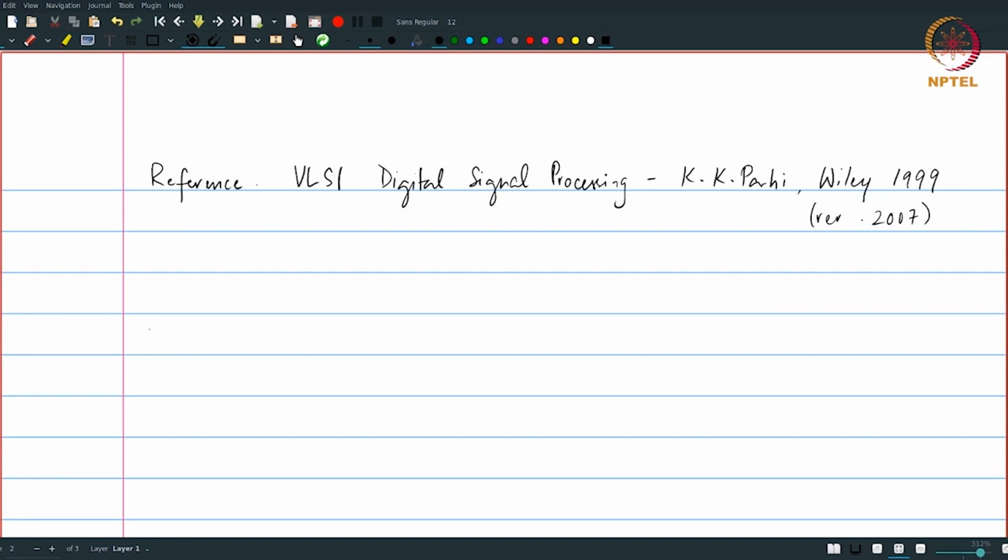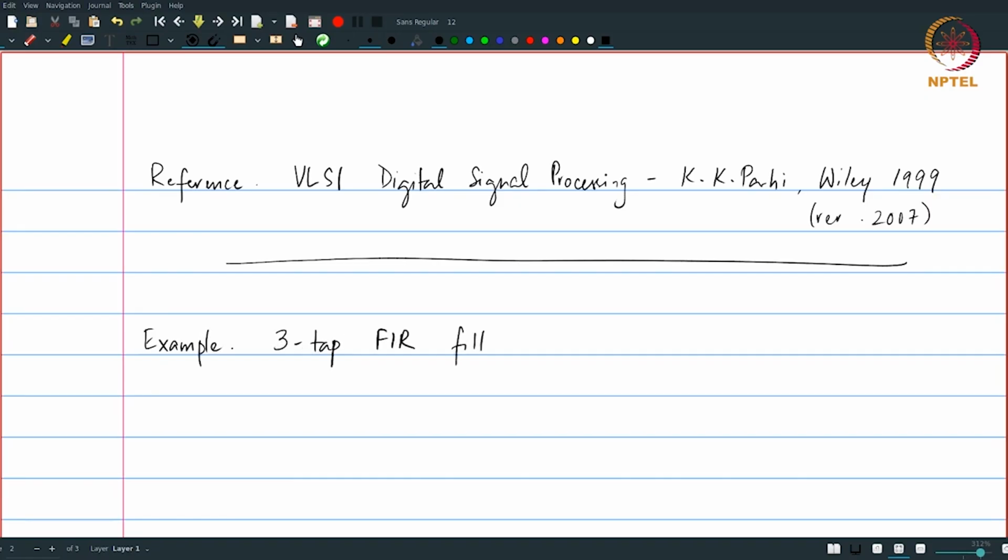So the example that we are going to use is going to be a simple 3-tap finite impulse response filter. By definition, that essentially has a mathematical equation that says y of n is w0 into x of n plus w1 x of n minus 1 plus w2 x of n minus 2.